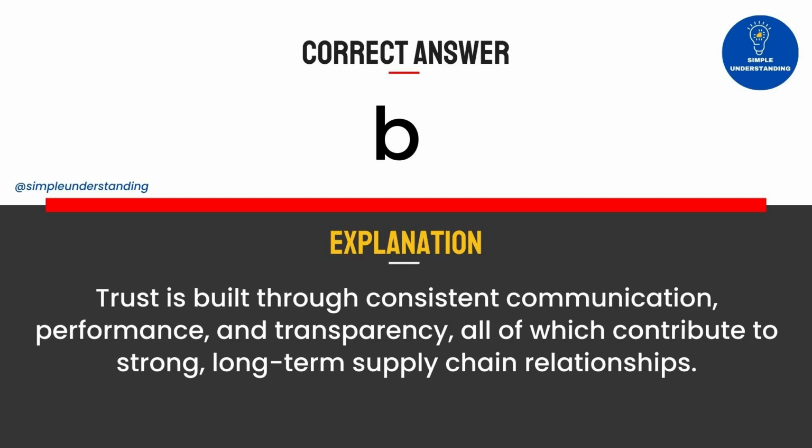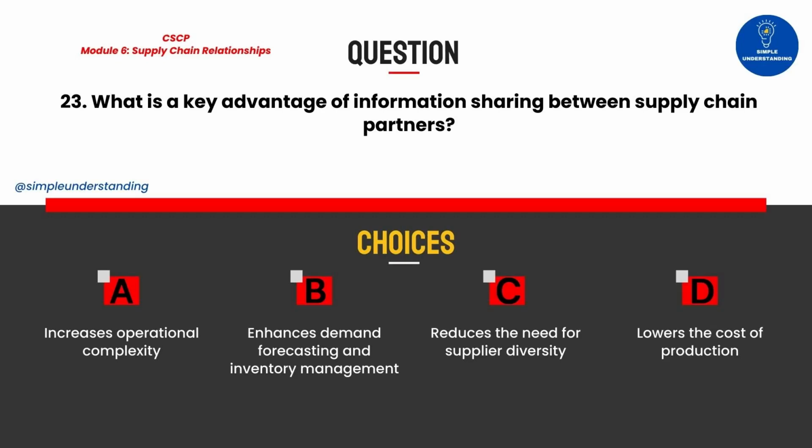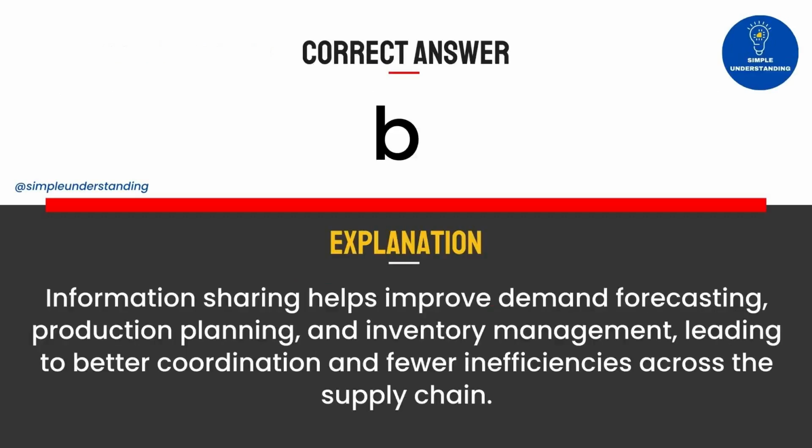supply chain relationships. 23. What is a key advantage of information sharing between supply chain partners? A. Increases operational complexity. B. Enhances demand forecasting and inventory management. C. Reduces the need for supplier diversity. D. Lowers the cost of production. Correct answer: B. Explanation: Information sharing helps improve demand forecasting, production planning, and inventory management, leading to better coordination and fewer inefficiencies across the supply chain.